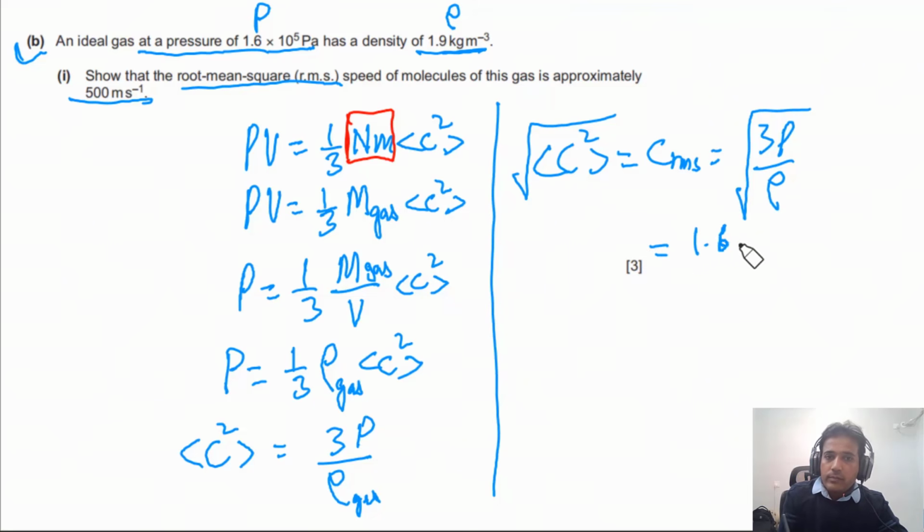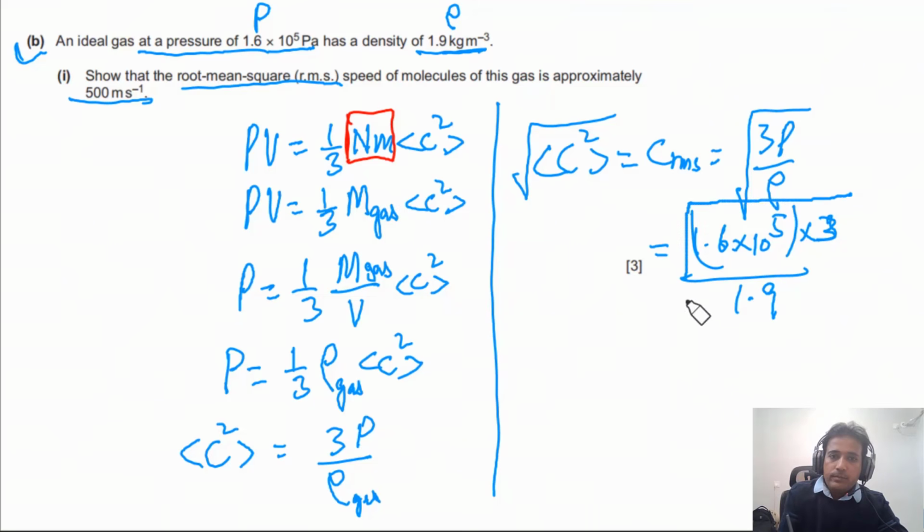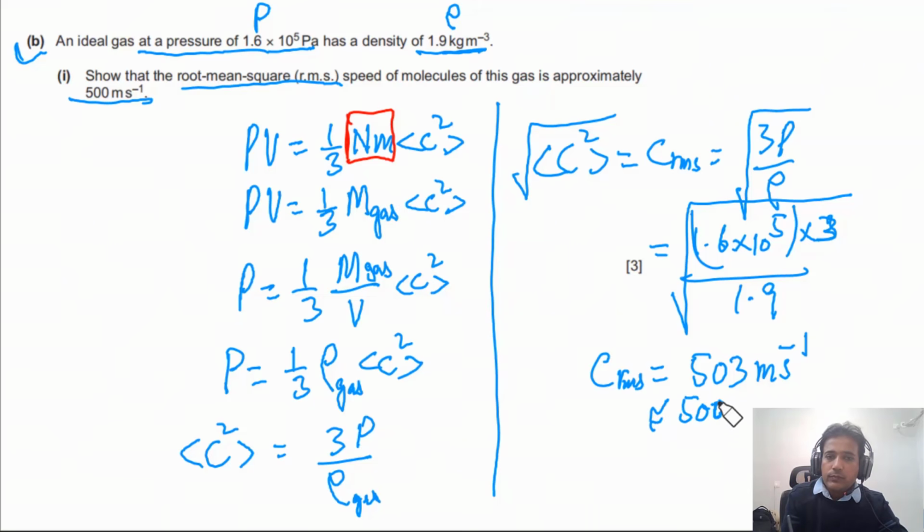So here we have 1.6 times 10 to the 5, and we have to multiply by 3 and divide this by the density of the gas, 1.9, and now we simply need to solve. If we solve this one, we will get 503 meters per second. So this is approximately equal to 500 meters per second. So this is the final answer. So this is how you need to approach it.